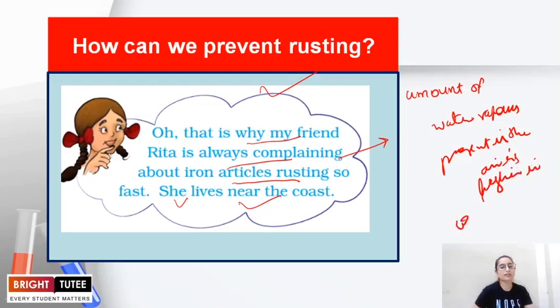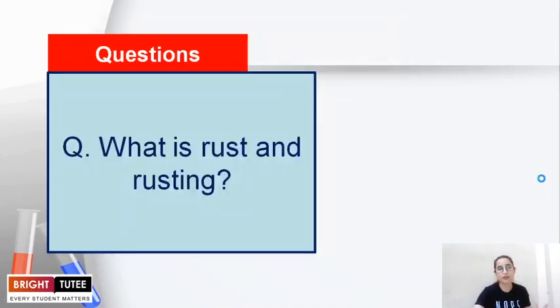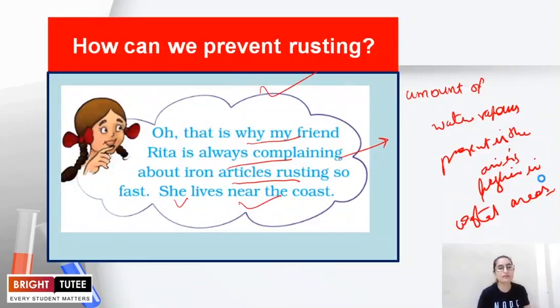In coastal areas, as I told you, if the amount of water vapor present in the air is higher, as we noticed about the humid environment, the environment near coastal areas is always humid because water keeps on evaporating, so there is much more water vapor present in the air near the coastal areas. So yes, if you live in coastal areas, there is much more chance of your articles getting rusted very fast. So yes, you should always prevent rusting with the help of painting and oiling, galvanization and alloying. Anything you can choose from these three, and this can prevent the iron articles from getting rusted.